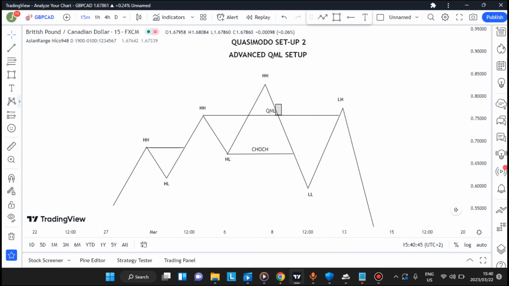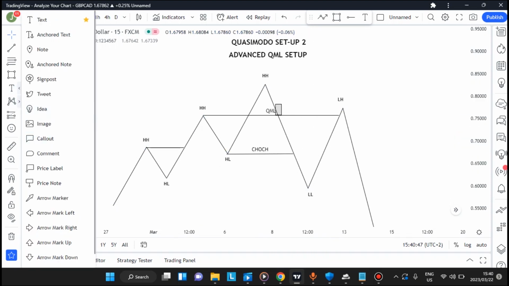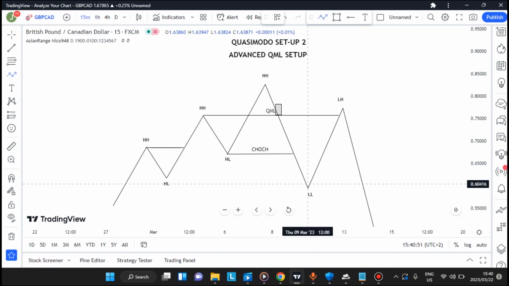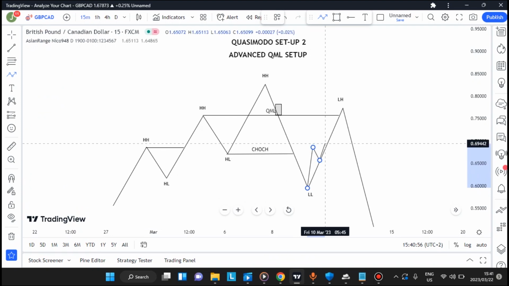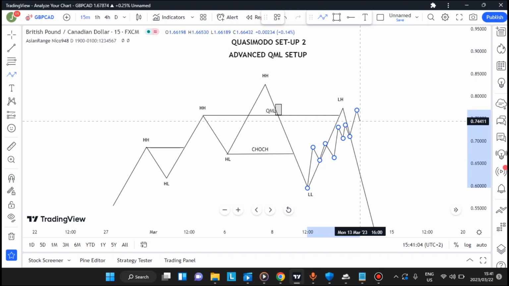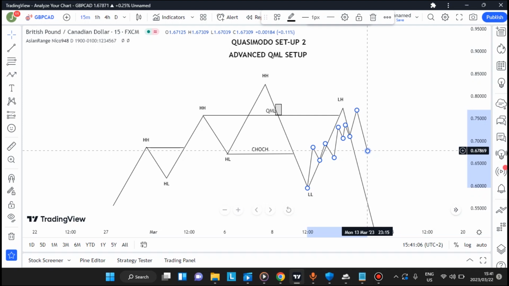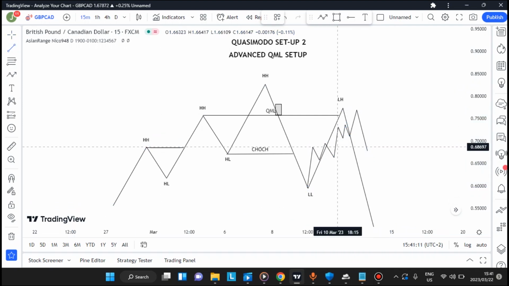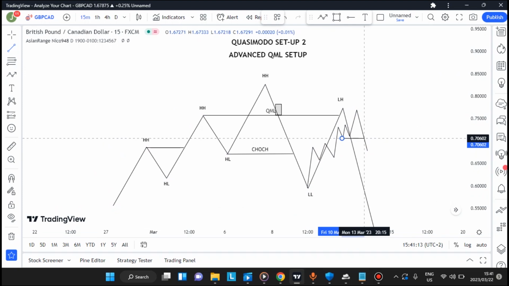And then also here, guys, you must see liquidity before you tap into your QML. You must be able to spot liquidity. The market must do something like this as it pushes to the upside, creating liquidity, and then tap into your QML and then start pushing to the downside. And when the market takes out this small structure over here, as you can see, we have a minor change of character here.